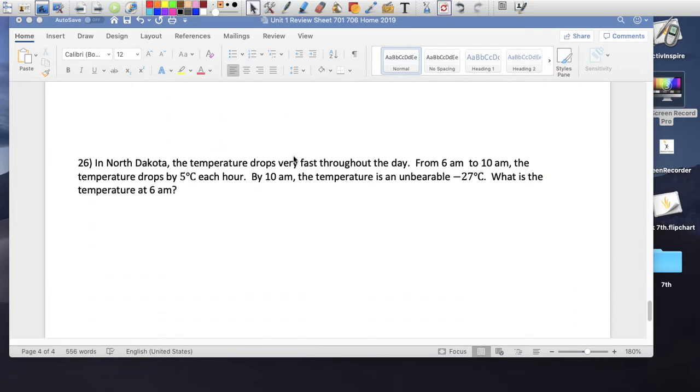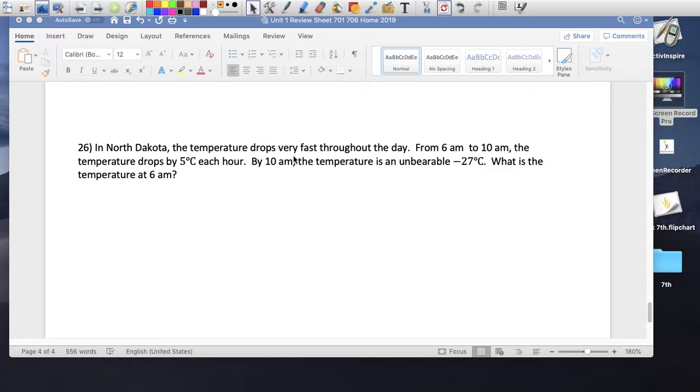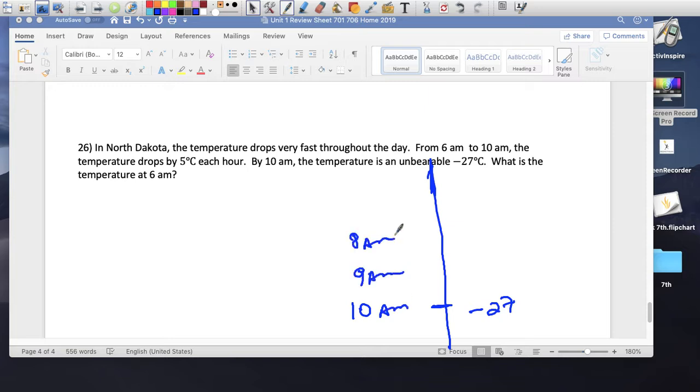Okay, in North Dakota, the temperature, so it's almost the same question. In North Dakota, the temperature drops very fast throughout the day. Again, from 6 a.m. to 10 a.m., the temperature drops by 5 each hour. By 10 a.m., the temperature is negative 27, so it's super cold. So you can use a number line. Okay, here's negative 27, and that's 10 a.m. Let me put that a little bit to the right. So I like diagrams. 10 a.m., 9 a.m., 8 a.m., 7 a.m., 6 a.m.